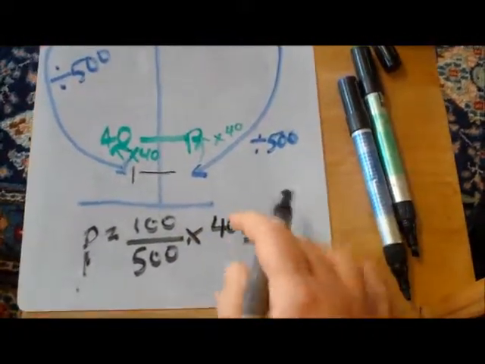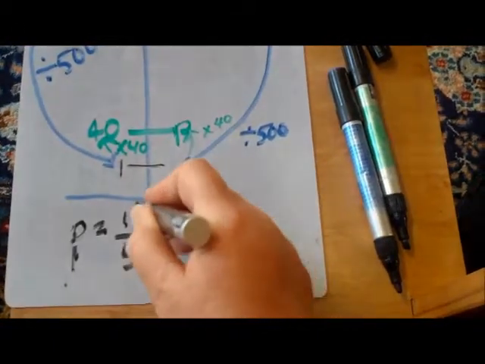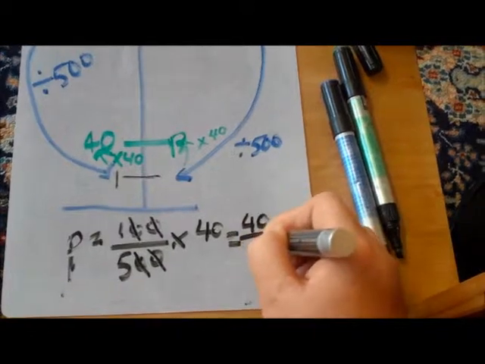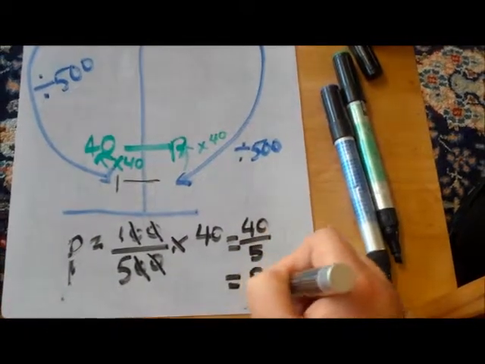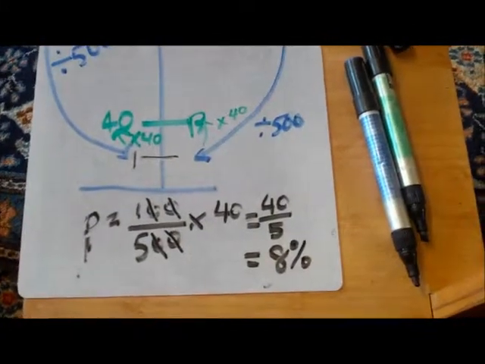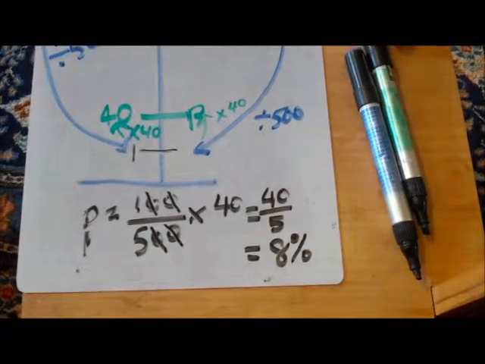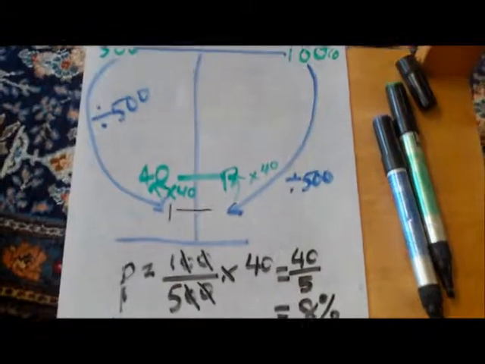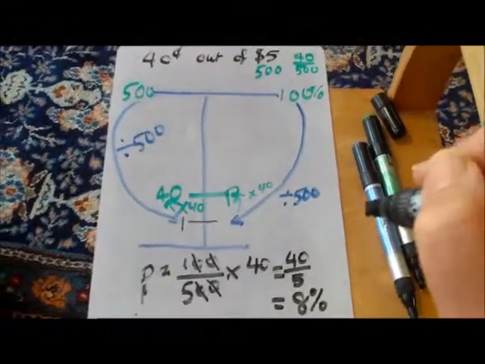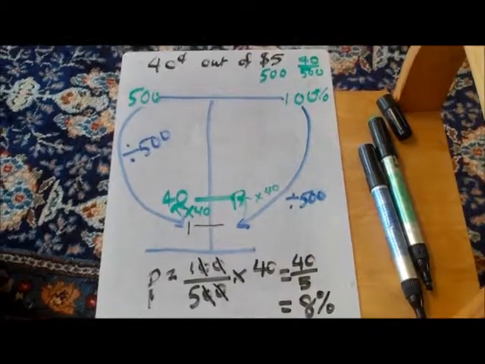So you could simplify that. Let's simplify. So I've actually got 40 out of 5, which is 8%. How many 5s are there in 40? 8. So 40 cents out of 500 cents is 8%. Make sure you have the same units.